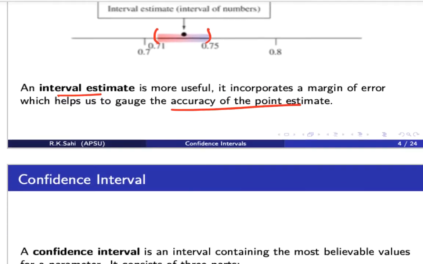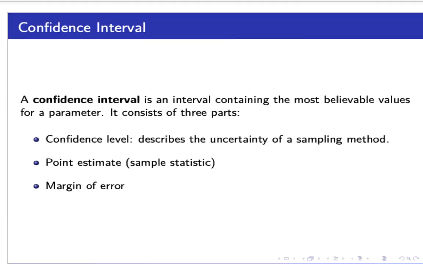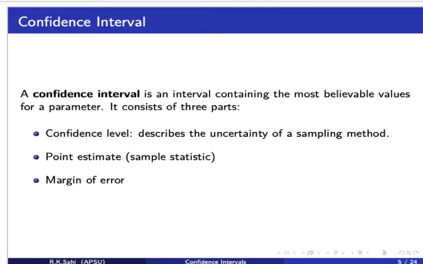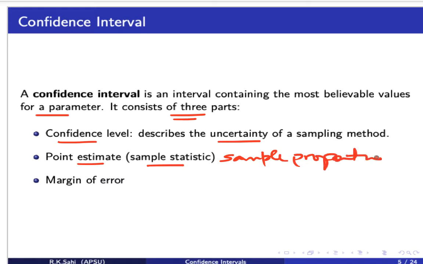And this leads us to a confidence interval. A confidence interval contains the most believable values for a parameter. It consists of three parts: the confidence level, which basically is including the uncertainty of the method, the point estimate, sample statistics, which in our scenario is the sample proportion, and then the margin of error.